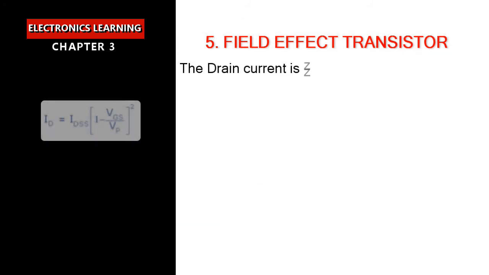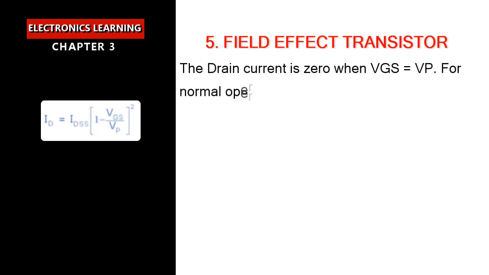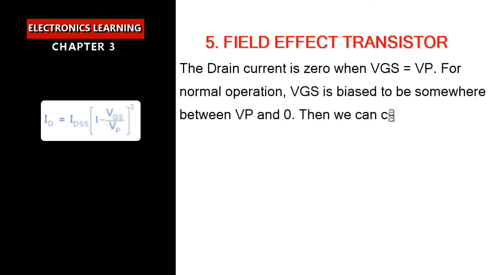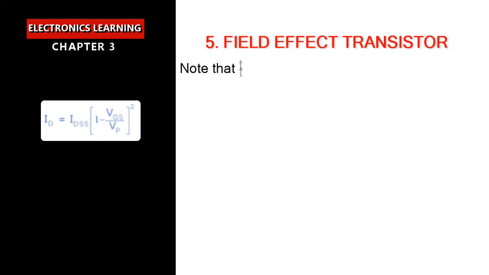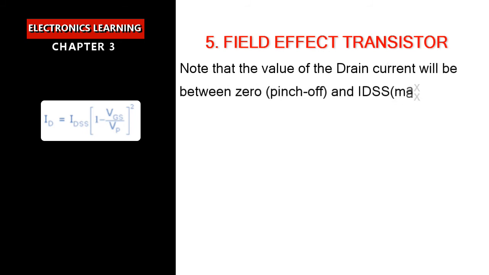The drain current is 0 when VGS equals VP. For normal operation, VGS is biased to be somewhere between VP and 0. Then we can calculate the drain current, ID, for any given bias point in the saturation or active region. As a side note, the value of the drain current will be between 0, meaning pinch-off, and IDSS, meaning maximum current.